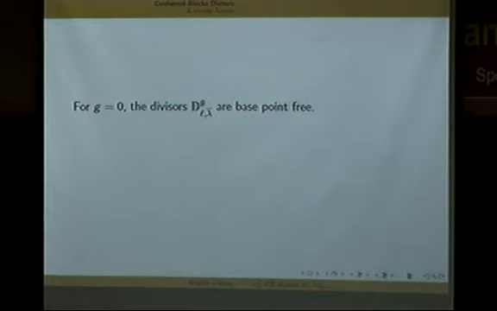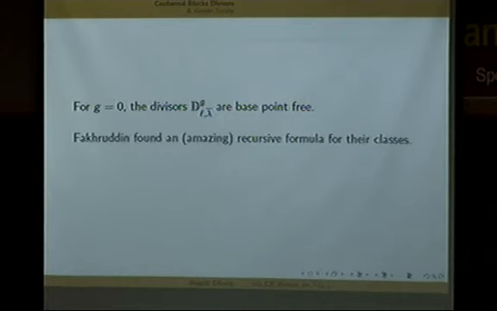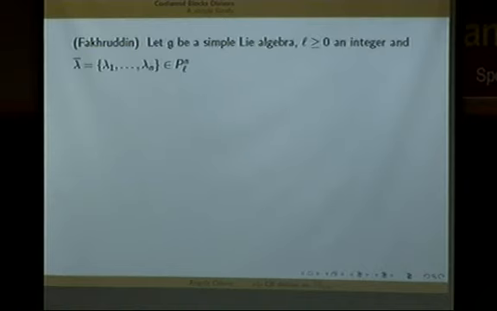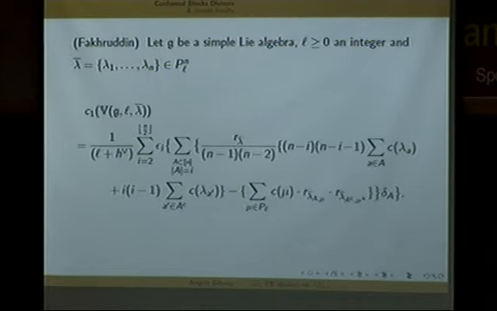Okay, so now something interesting is that for genus 0, we know these divisors are base point free. So they define morphisms. And here, Fakhruddin gave an amazing recursive formula for their classes. So here's the formula. We're taking G a simple Lie algebra, an integer level L, non-negative, and a set of dominant integral weights of level L for G. This is the formula.